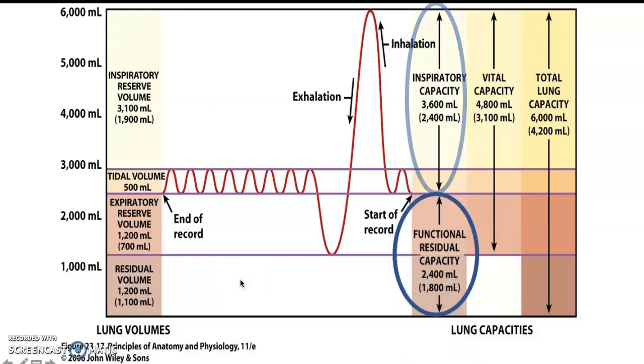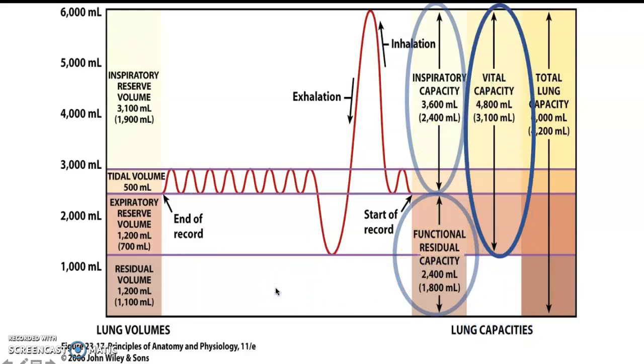Okay, the functional residual capacity is going to be this capacity here. This would be the amount of air that's left in the lung following a passive exhale. So again, we could calculate it mathematically. We would say that the functional residual capacity would be the expiratory reserve volume plus the residual volume here. The expiratory reserve volume and the residual volume. Our inspiratory and our functional residual capacity.